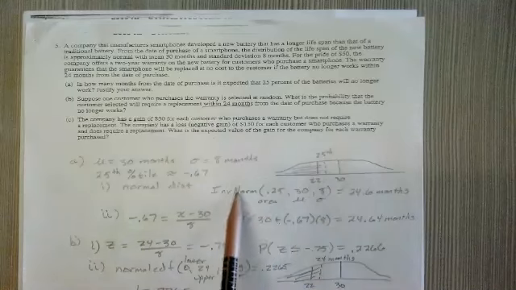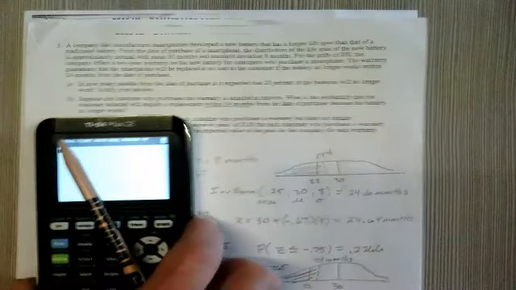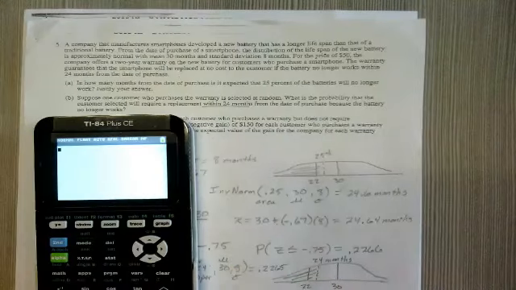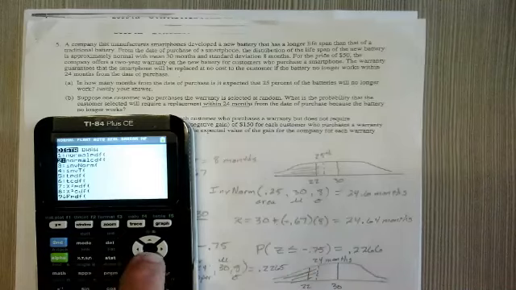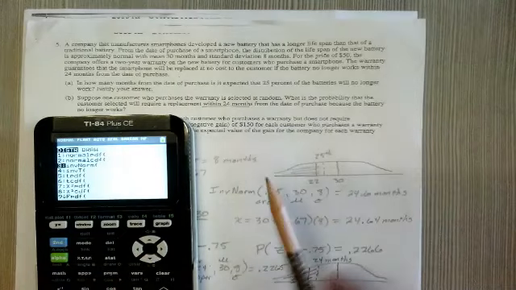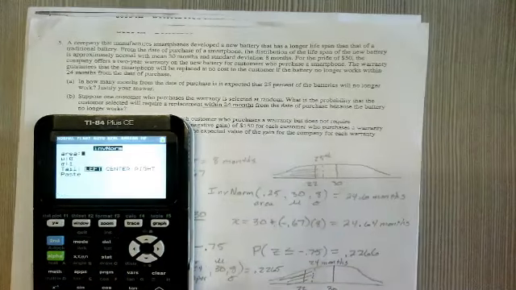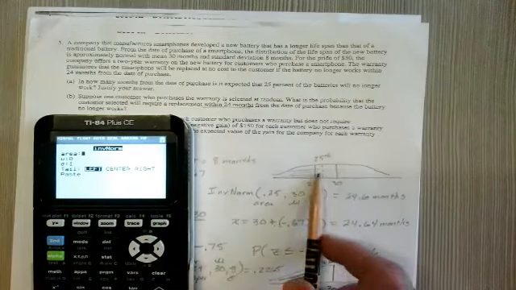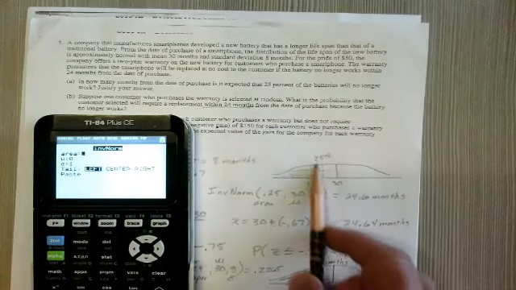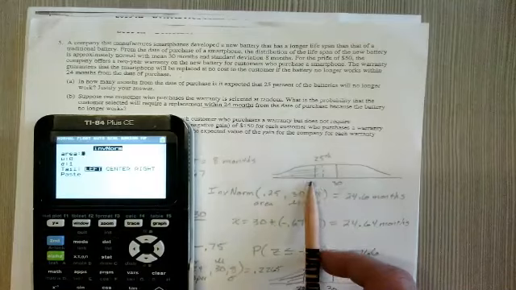So I go inverse norm. Oh, how do I get to inverse norm, Pruitt? Well, let me show you how to get there. So I go second distribution, inverse norm. It's where the normal models are. Inverse norm. Okay, we're trying to find the value at that 25th percentile right there.